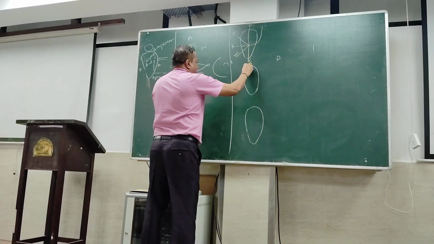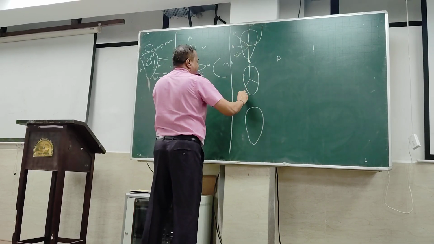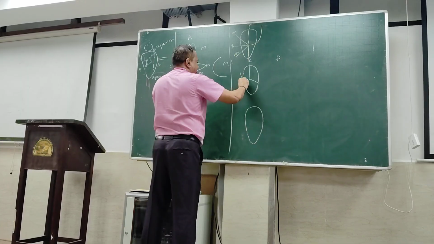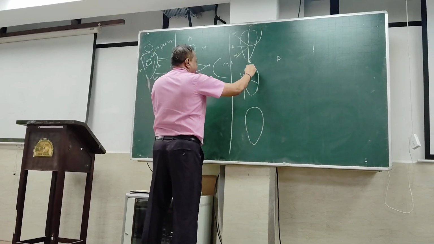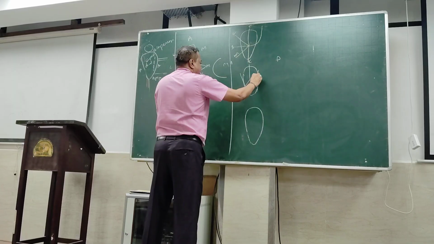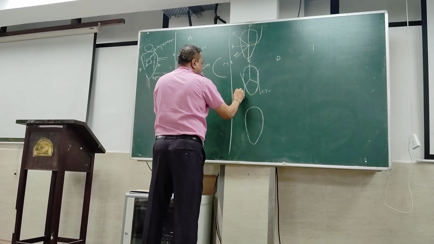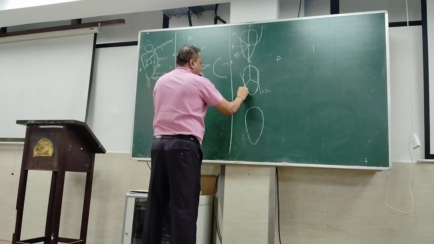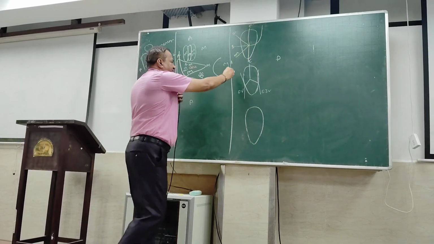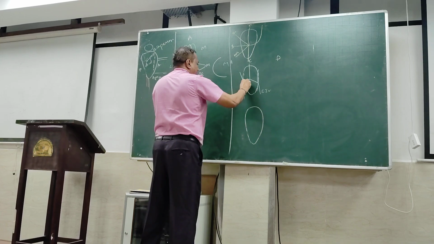Retromandibular vein comes here, divides into anterior branch and posterior branch. Anterior branch unites with facial to form common facial. Posterior unites with posterior auricular to form external jugular vein. Common facial, W pattern. The W pattern lies in the parotid.